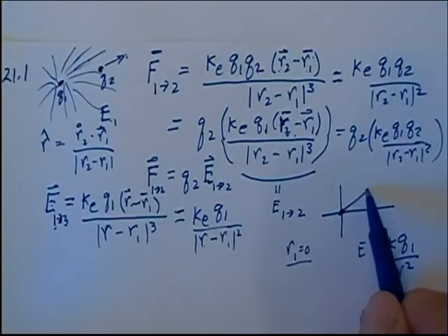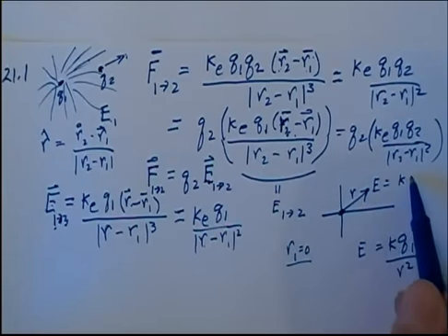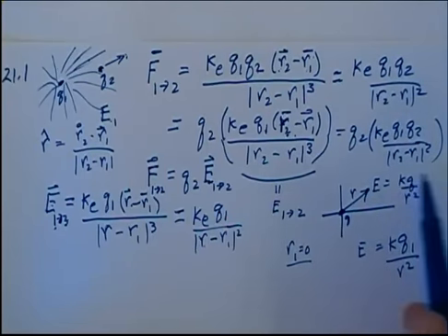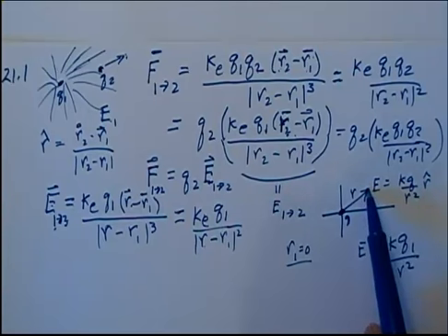So if we go out here distance R, the electric field at this point is equal to KQ right back here over R squared. And it always points radially out, so it's in the direction of the radial unit vector. So that kind of simplifies it. It's very easy to figure out what the electric field is here.